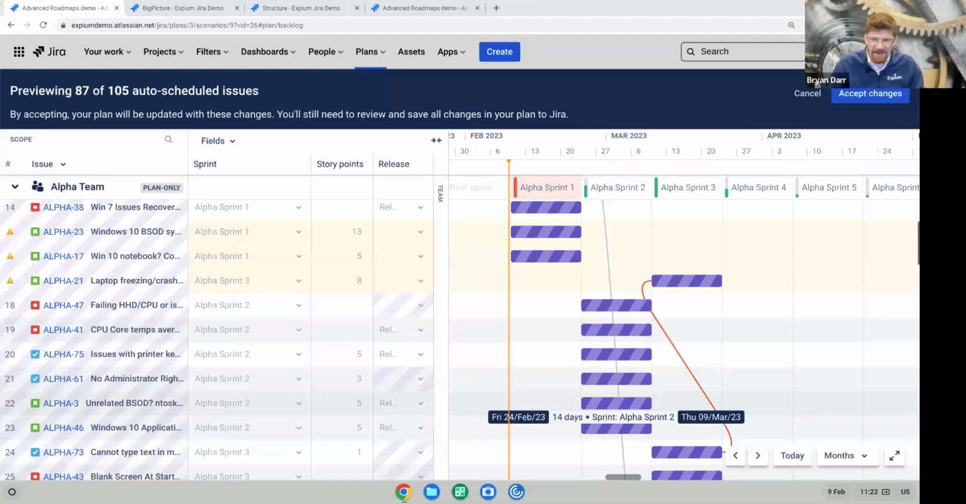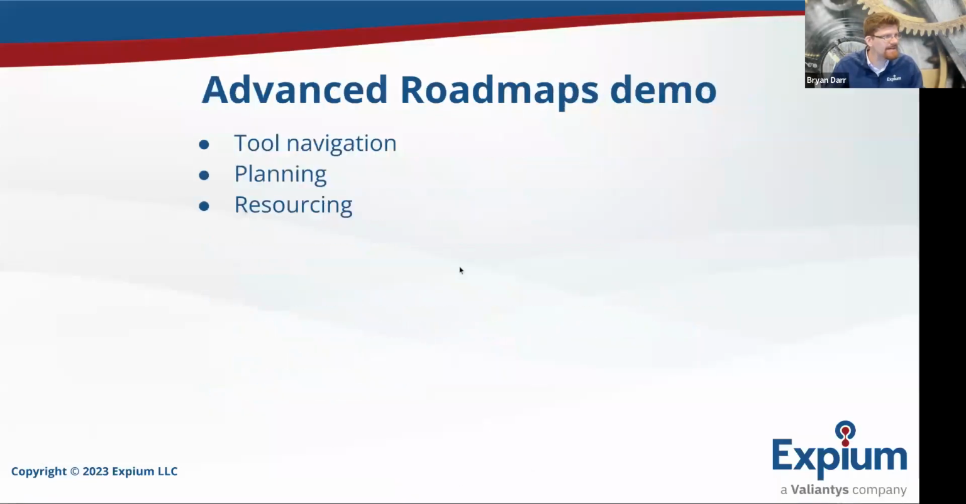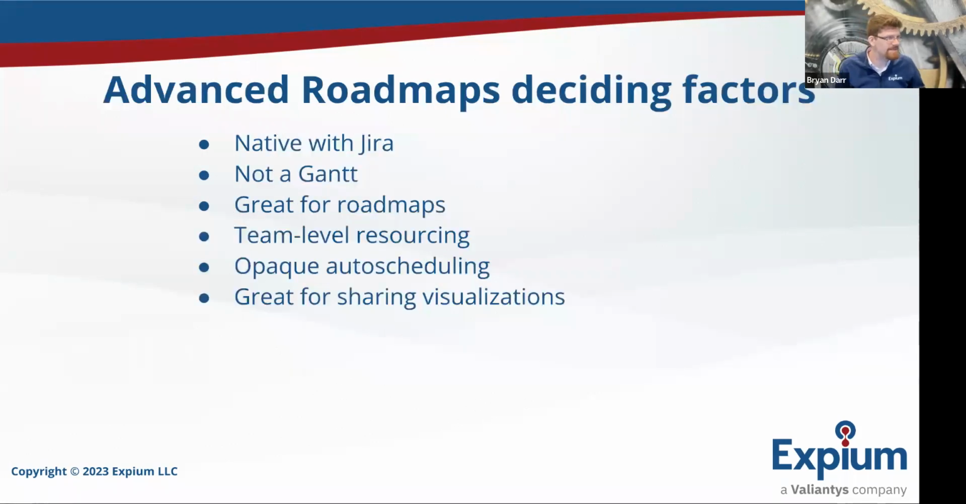Whoa, okay, that's a lot about advanced roadmaps. Let's skip back here and talk about your deciding factors. Oh, sorry. We just did a demo. We talked about tool navigation. We talked about planning. We talked about resourcing. All right, so deciding factors for advanced roadmaps. It's native with Jira and free. Who doesn't love free? It is not a Gantt chart.